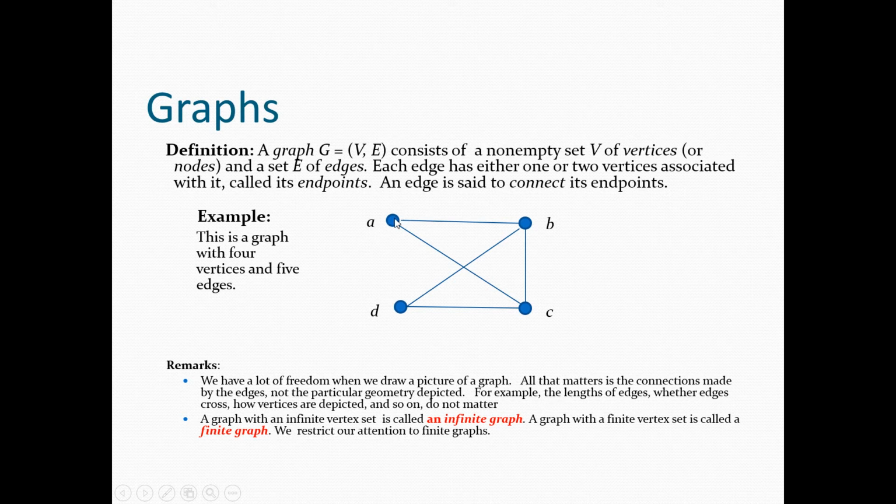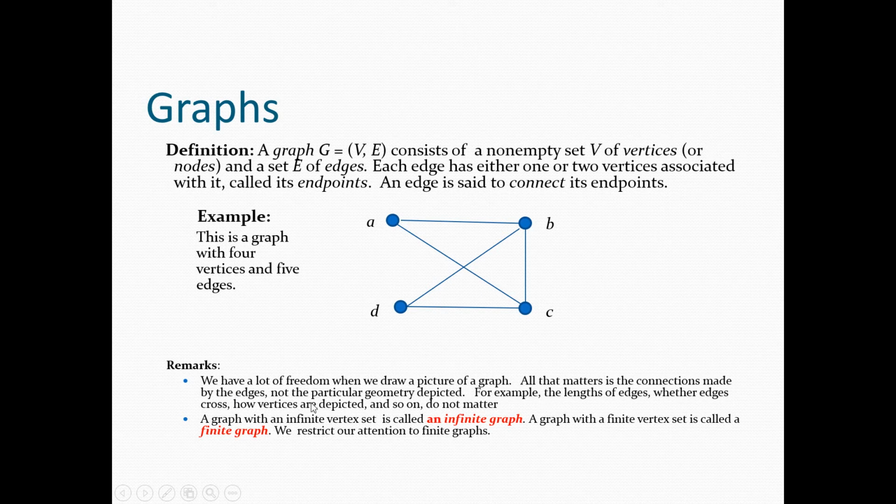So these are the vertices in blue dots, vertex A, vertex B, vertex C, vertex D. These are the vertices, and the lines joining these vertices are called edges. So this is a graph with four vertices and five edges, right? 1, 2, 3, 4, 5 edges.